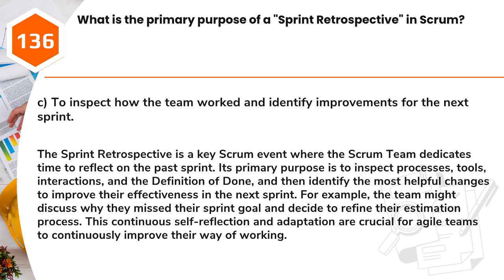For example, the team might discuss why they missed their sprint goal and decide to refine their estimation process. This continuous self-reflection and adaptation are crucial for Agile teams to continuously improve their way of working.